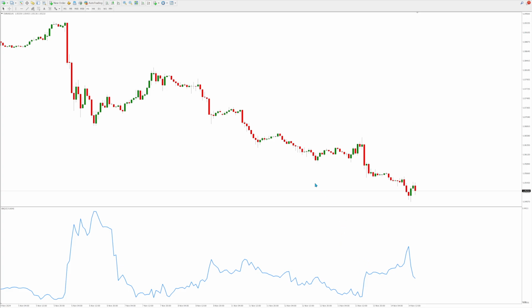Okay, so this is the volatility index indicator, and I'm going to show you how you can use it to help you capture moves such as this one for over 300 pips.